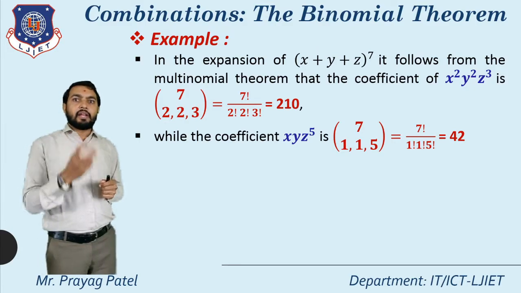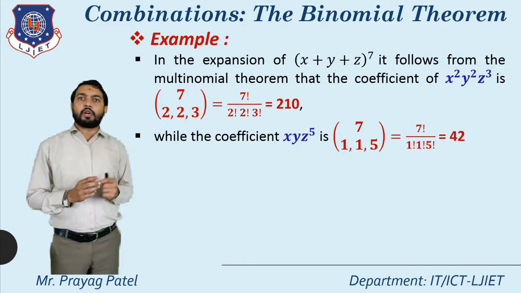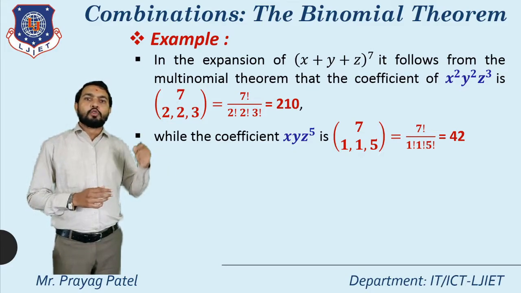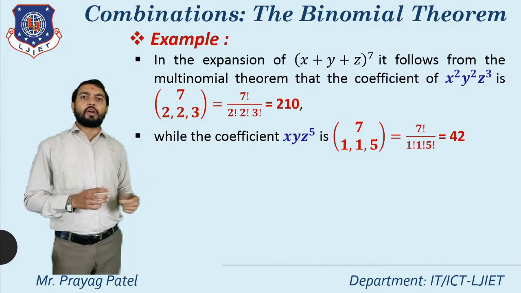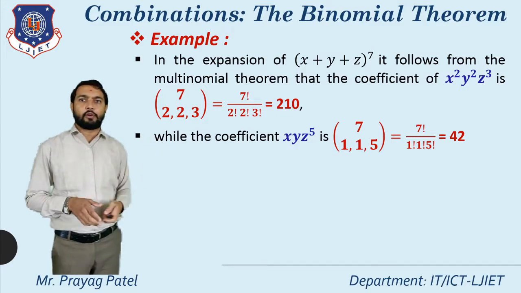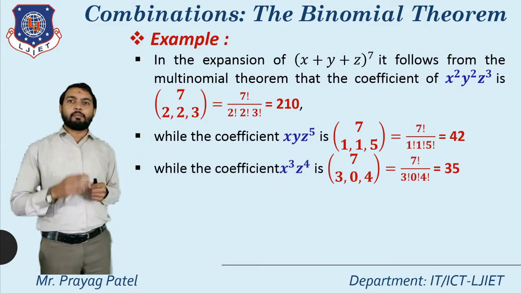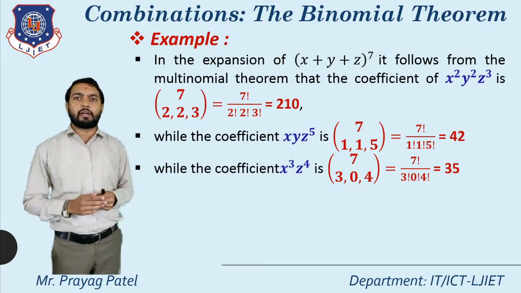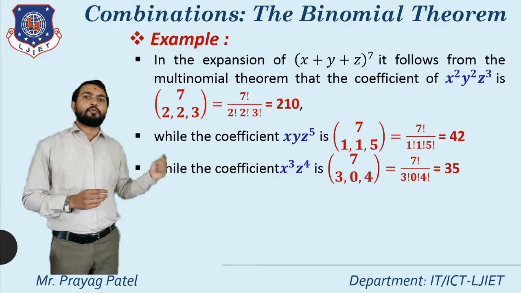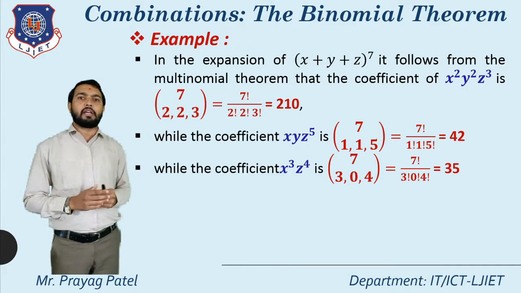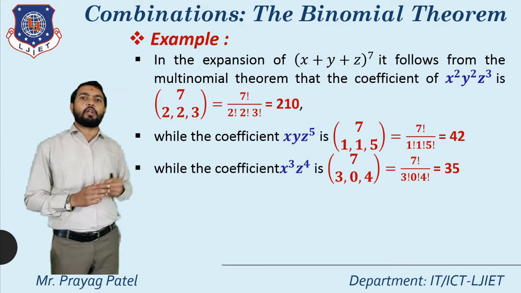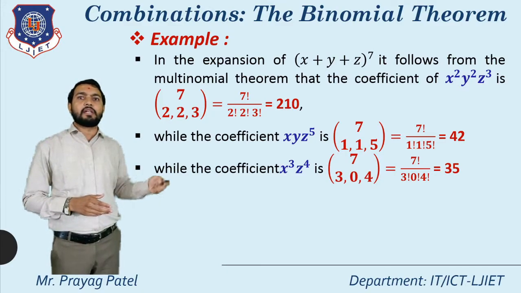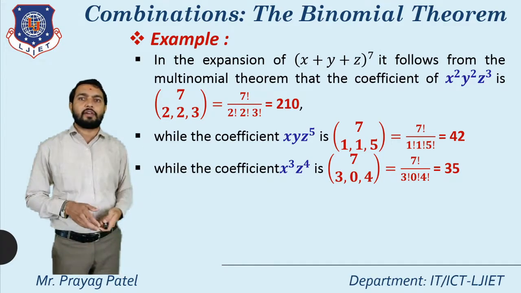Next, dividing 7 into x raised to 1, y raised to 1 and z raised to 5, we have 7C(1,1,5), so 7 factorial divided by 1 factorial into 1 factorial into 5 factorial equals 42. Now for the third way, we consider x raised to 3, y raised to 0 and z raised to 4. That means 7C(3,0,4) is equal to 7 factorial divided by 3 factorial into 0 factorial into 4 factorial, which is equal to 35. So these three are different ways of representing (x plus y plus z) raised to 7.